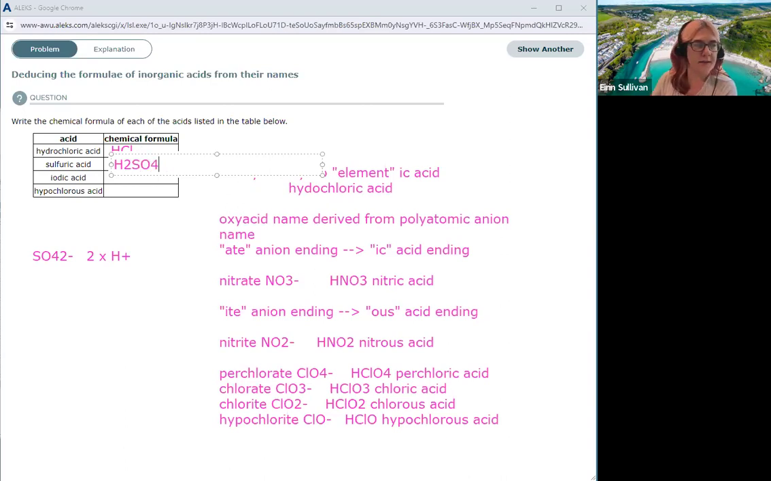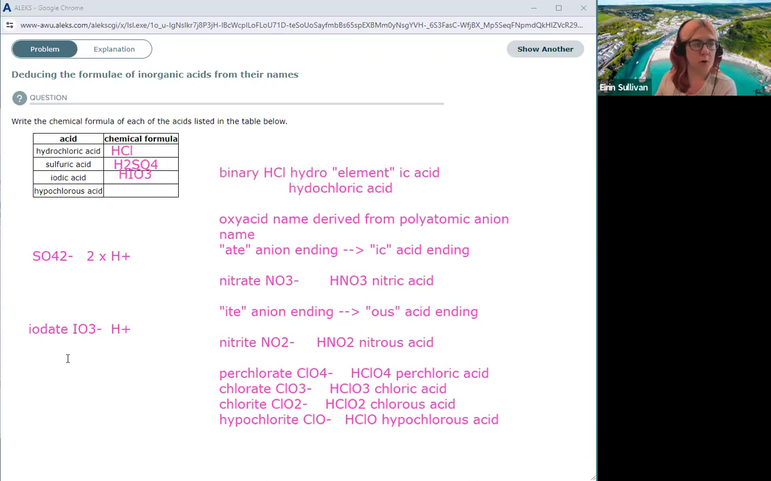Iodic acid. So the iodic acid is coming from the iodate ion. Iodate is going to be IO3-. So it will take just 1 H plus to balance that. So it's just going to be HIO3.